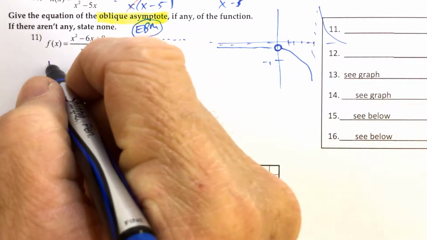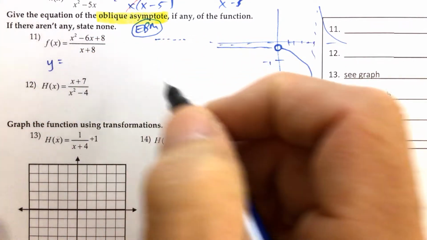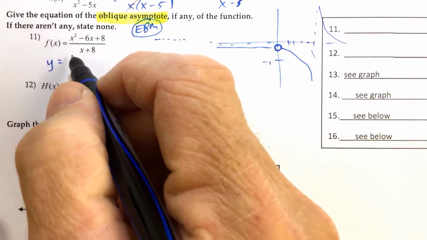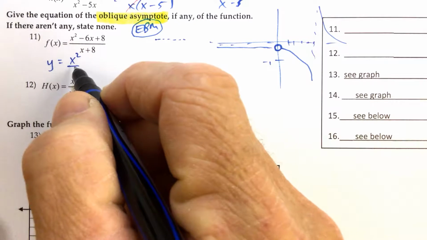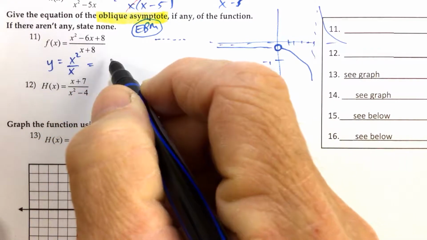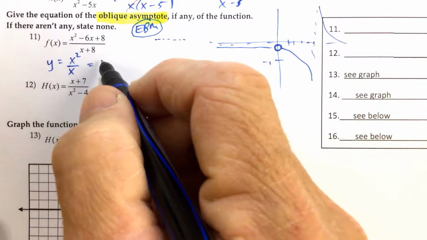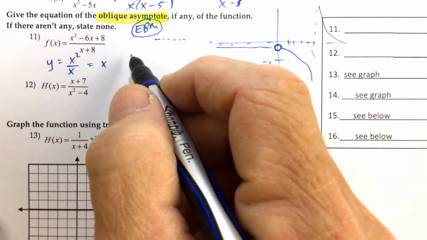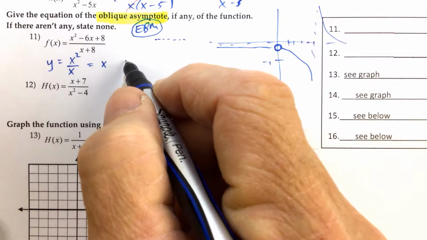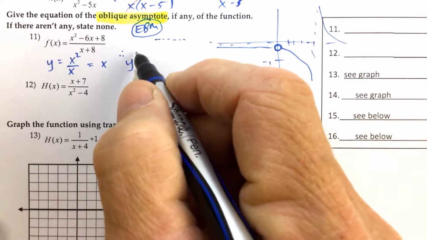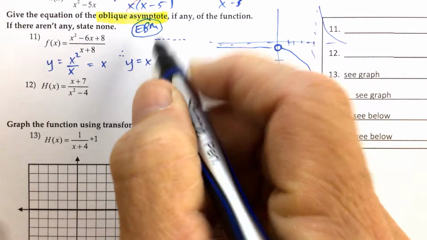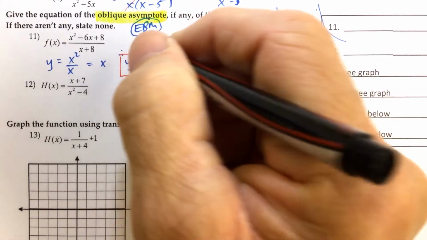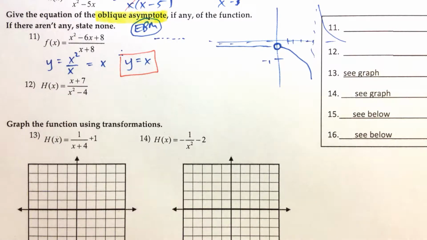Again, to find our end behavior model, we do the same thing that we have done when we try to find our horizontal asymptote. We take the most powerful term in the numerator, divide it by the most powerful term in the denominator, and we get y equals x over 1, or y equals x. So our oblique asymptote would be the end behavior model, y equals x. So that's it. You just reduce your fraction and you've got your equation for your oblique asymptote.